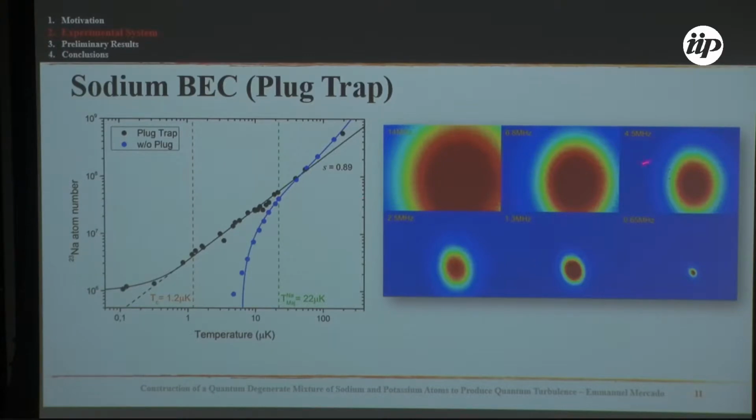So we already have a sodium BEC in the plugged trap. This is the difference in the effect of the plug in the magnetic trap. We avoid the losses by putting the plug at the center of the trap to avoid Majorana losses. This is the way the atoms follow after we get a more efficient evaporative cooling process. This is the effect of removing the hottest atoms in the magnetic trap until we get the BEC of sodium.